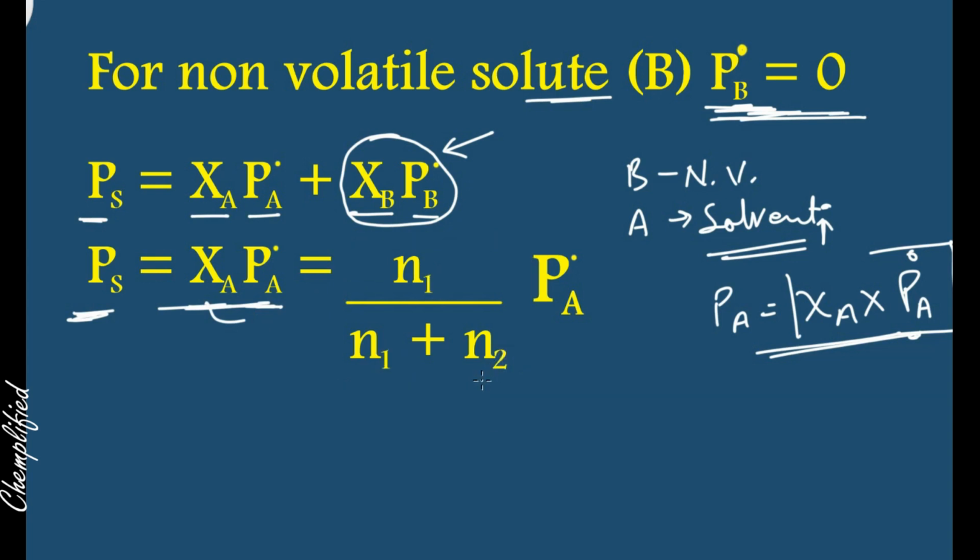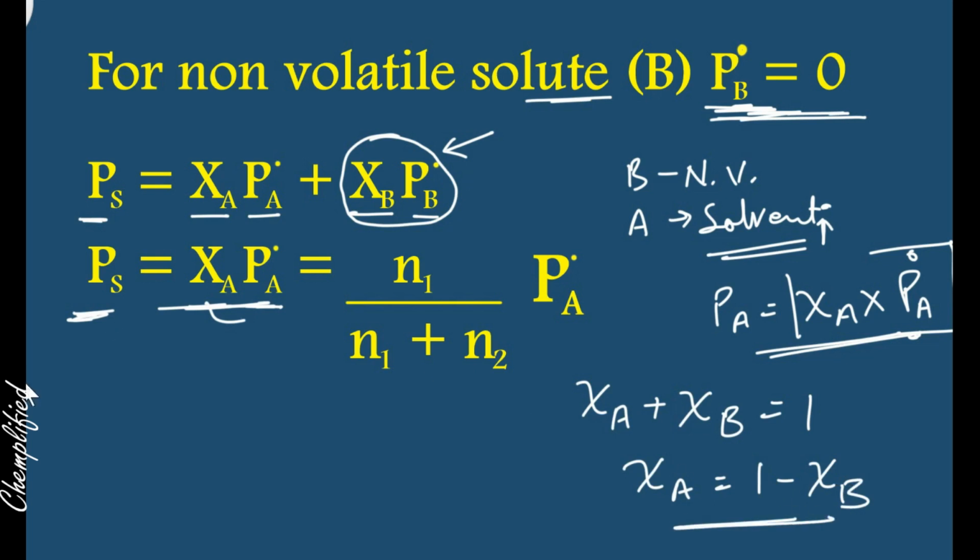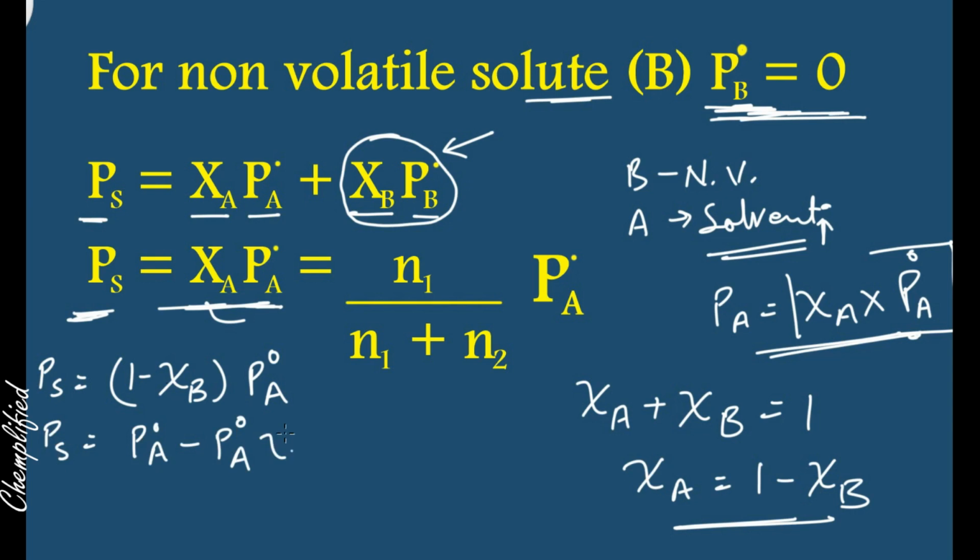Now let's come to our main equation. We know that the total mole fraction value is equal to 1. We will derive some more equations. Xi A is equal to 1 minus Xi B. Substitute this value in our equation. We will get P solution is equal to 1 minus Xi B multiplied with P naught A. Again continue with the multiplication. PS is equal to P naught A minus P naught A Xi B.